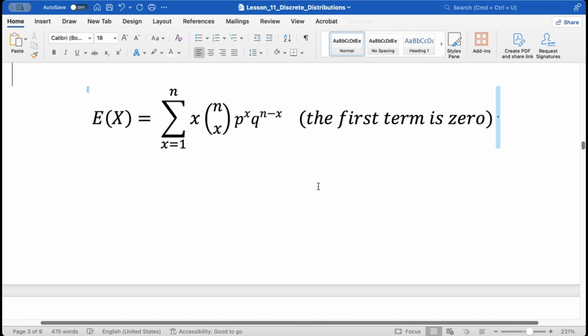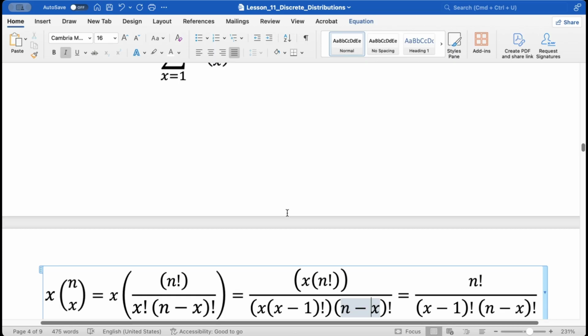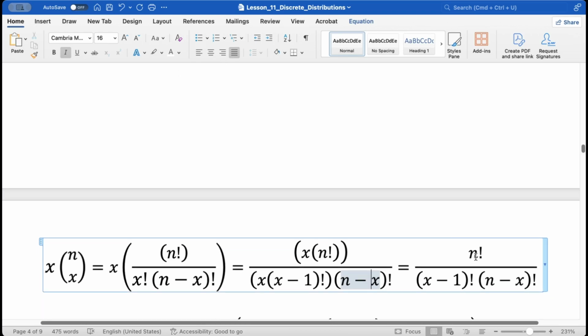Now what happens when you multiply x times n choose x? N choose x is n factorial divided by x factorial times n minus x factorial. We're multiplying this whole thing by x. The x is in the numerator, and it's going to cancel out with the leading term in x factorial. X factorial is the same as x times x minus 1 factorial, so we can cancel out the x's. So x times n choose x becomes n factorial over x minus 1 factorial times n minus x factorial.